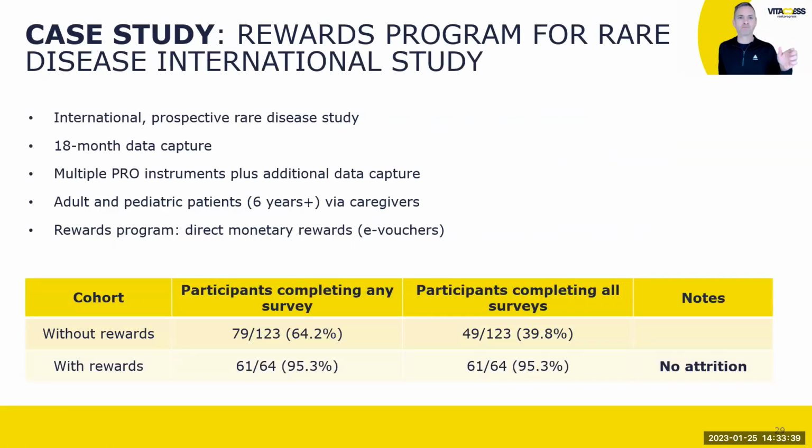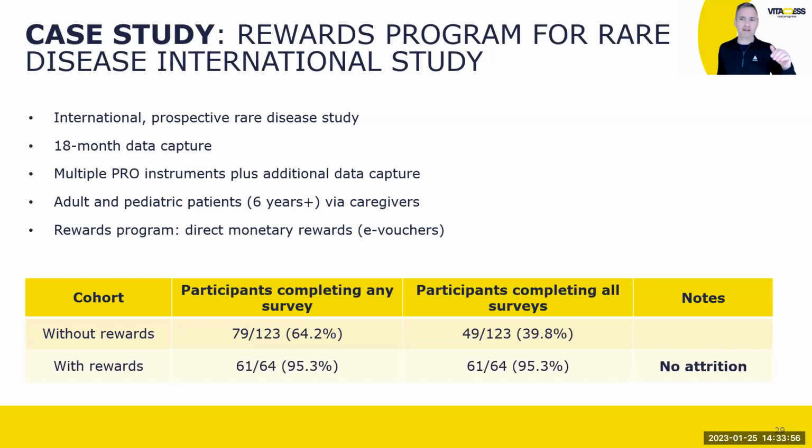It's a very simple example. This is a rare disease study where it's a longitudinal study over a number of different countries, with multiple PRO instruments, a bit like Catherine showed for a different study. Different age ranges, adults and pediatrics via caregivers. And we had a reward program.